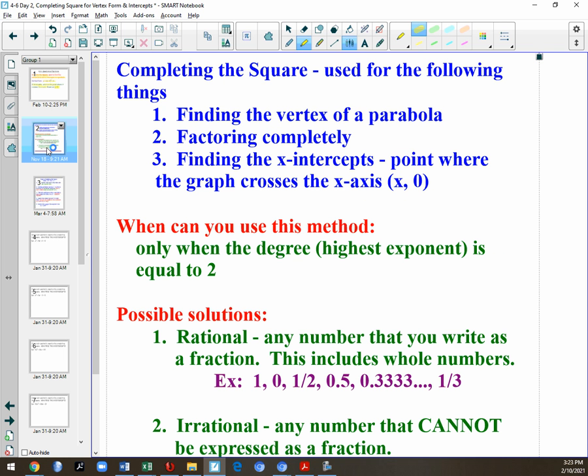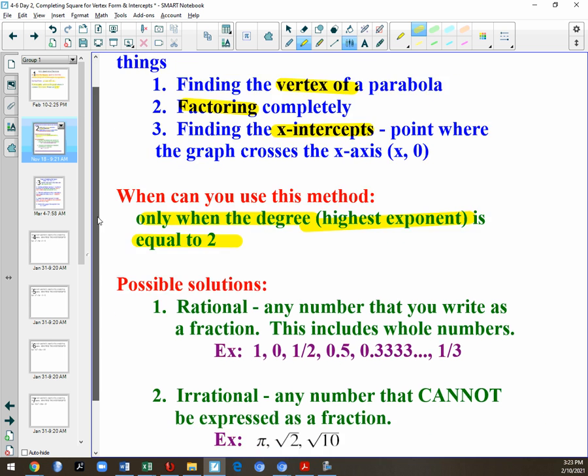Now, a brief overview of what we're talking about here. Completing the square is used to find the vertex, it's used to factor, and it's used to find the x-intercepts. It's not a fun procedure, but it does have its reasons for doing it. When can we use this? You can only use it when its degree is 2, meaning the highest exponent.